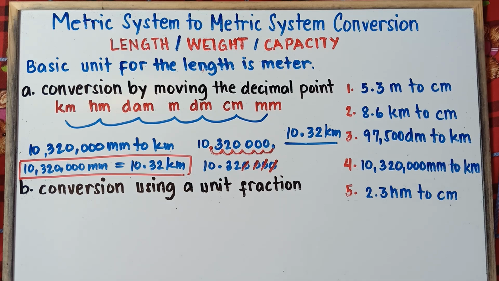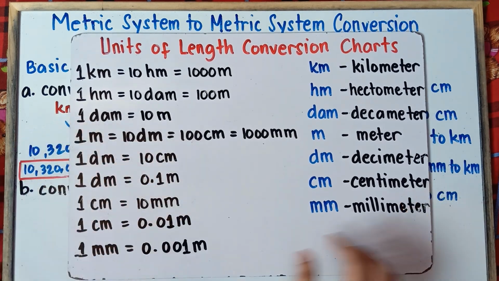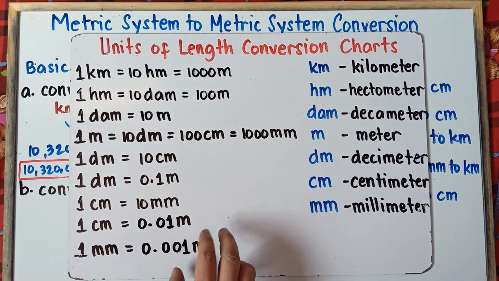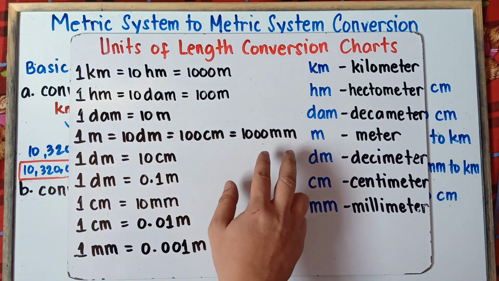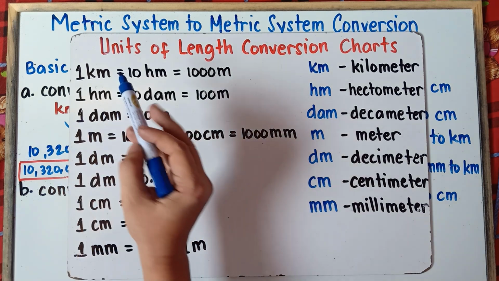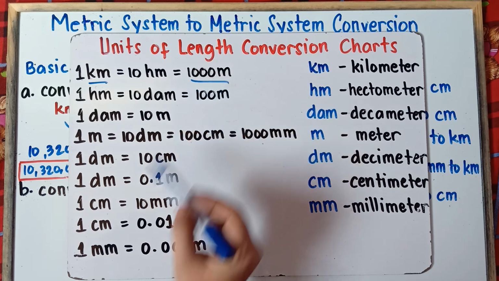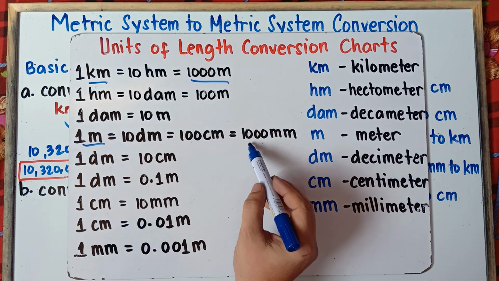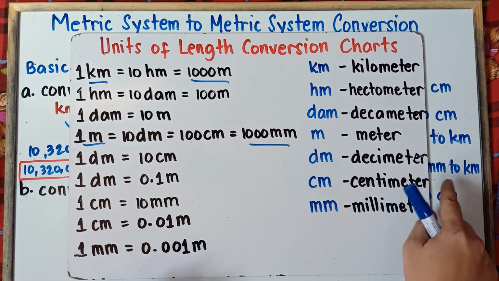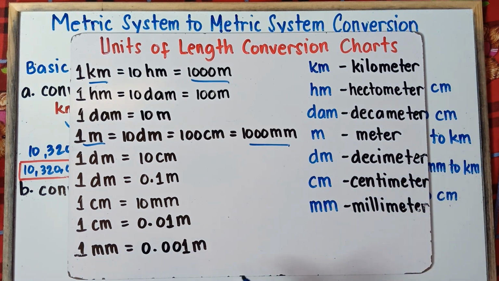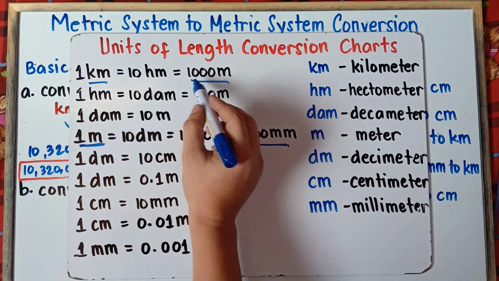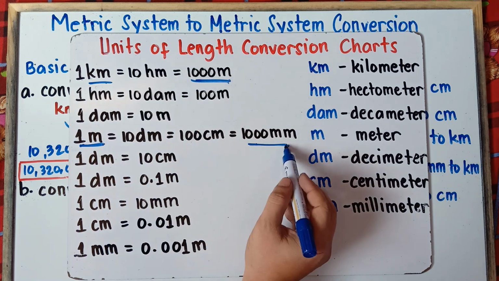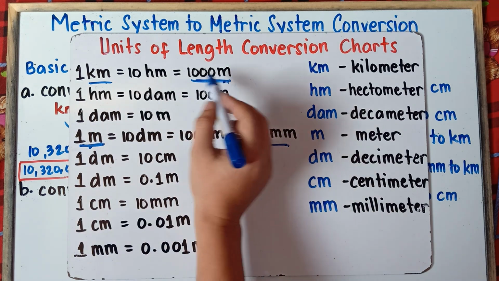Do we have kilometers to millimeters directly? So let's check. Kilometers to millimeters. Nope, we don't have. We have kilometers to meters and then meters to millimeters. So once again, we're converting millimeters to kilometers. So therefore, we convert millimeters to meters and then meters to kilometers.